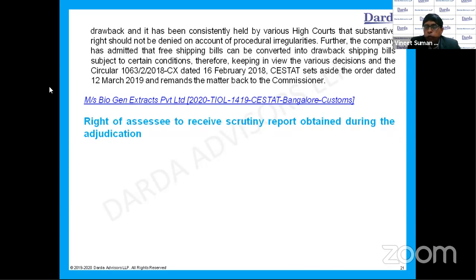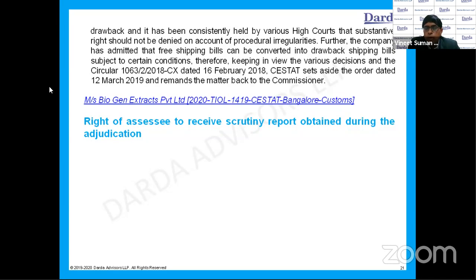Now we will discuss two rulings on the documents which I can ask from the department, or the documents which I submitted to the authority, and they cannot question them. If they want to question them, they need to prove I am wrong.